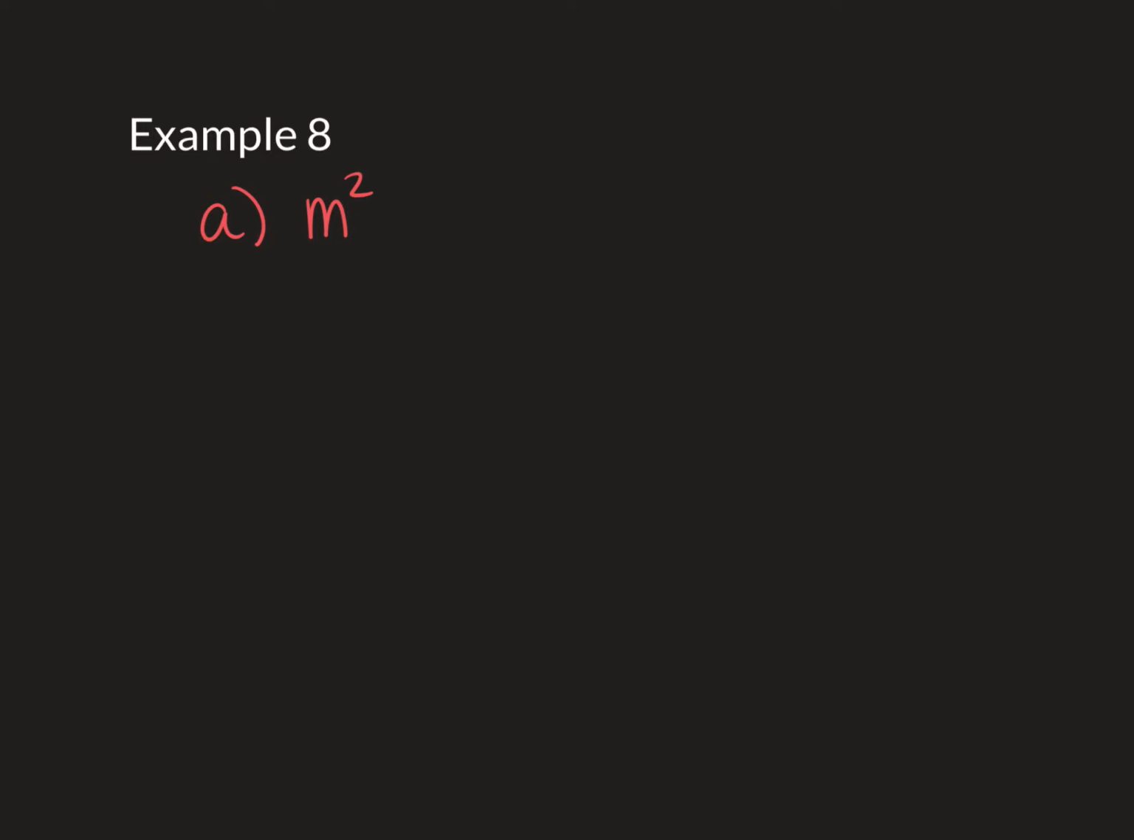M squared n to the negative 3. So to simplify that, I keep m squared in the numerator. I put n in the denominator and make it a positive 3. That's my answer.